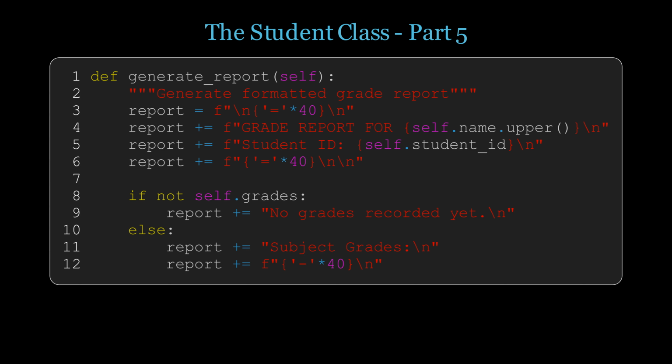Then we add the student's name in uppercase using the upper method for emphasis. We add the student ID. Another separator line. If there are no grades, we show a friendly message. Otherwise, we prepare to list all subjects. The minus signs create another visual divider. Each line uses plus equals to append to our report string. The \n characters create line breaks for proper formatting.